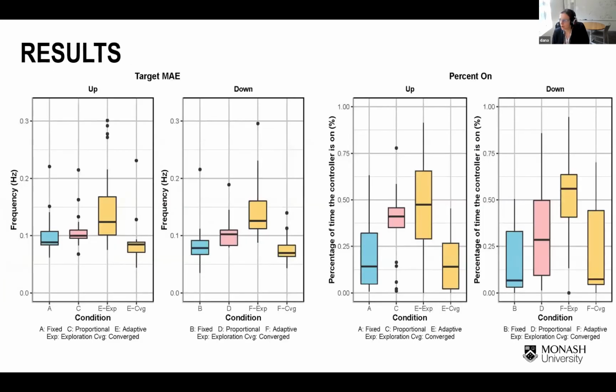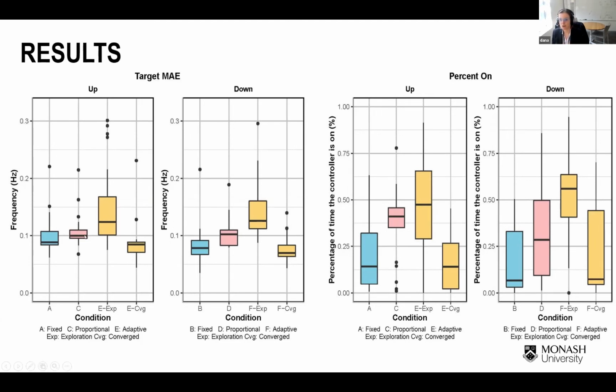Okay, so let me share with you the results. Here on the left side I'm showing the mean absolute error between the target cadence and the actual cadence, so lower is better. I'm showing the up targets and the down targets separately. And here I'm showing the 3 different conditions. A was the fixed, C was the proportional, and E was the proposed. In E, I have 2 phases, the exploratory phase and the convergence phase. What we can see here is that for both the up and down conditions, the adaptive strategy achieves the lowest error after convergence.